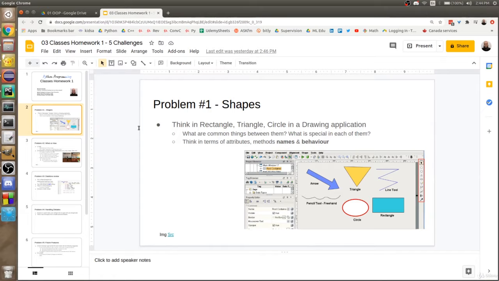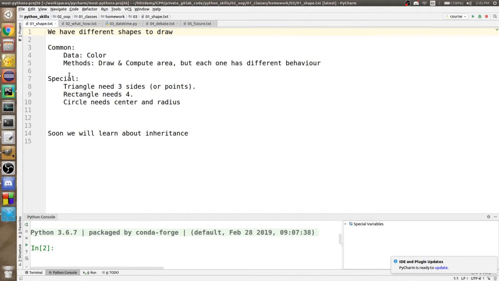Let's solve the homework. For problem number 1, if you thought about what is common, for example, from a data perspective, the color, all of them might have a color. So this is a common attribute. In terms of methods, it seems like we have to draw all of them or compute their area. However, computing area is a different behavior from a triangle to a rectangle to a circle. So we have common functionalities, but actually with different behavior.